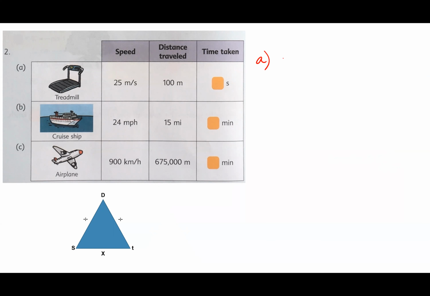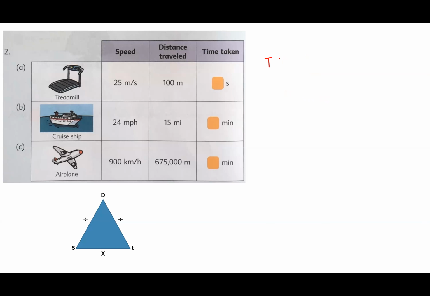All right, we're finding time this time. What's our time formula, class? Time equals distance over speed. Okay, let's see if we can use the formula this time. All right, so the distance is 100 meters, and the speed is 25 meters per second. We can cross cancel those meters, and our time is how many seconds? 4 seconds. Great job. That was a good one for the formula, wasn't it? Let's try the cruise ship.